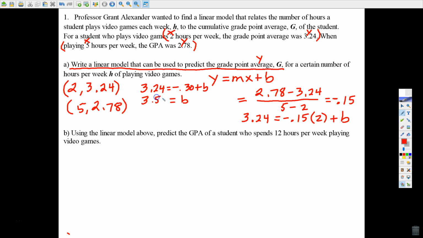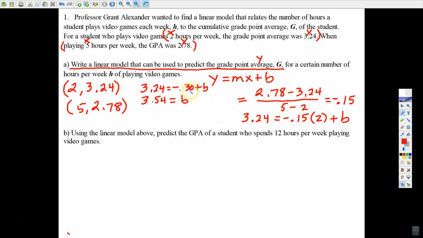Now, I want you to pay close attention to what I'm about to do because on the last test I had some people that just kind of overlooked this part. And to me, this is the most important part of this problem. Give me the linear model. Okay? Give me the y equals mx plus b. Before you start doing anything with part B, tell me what the equation is.